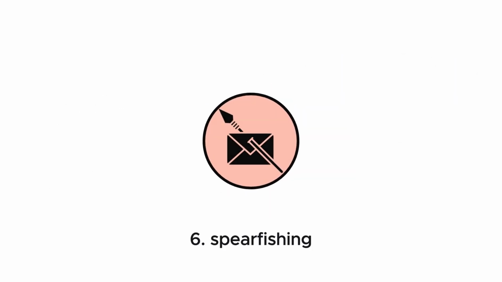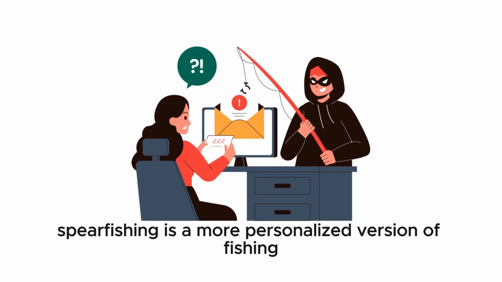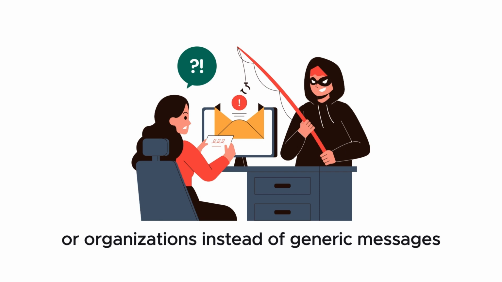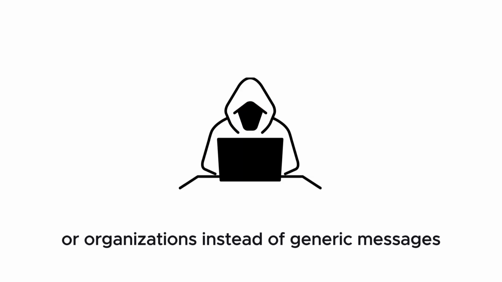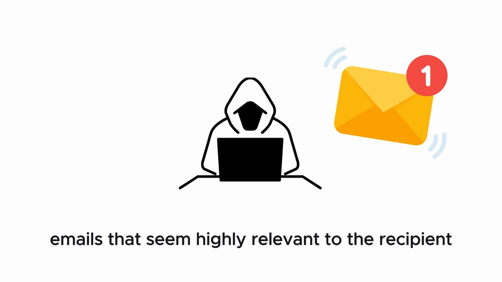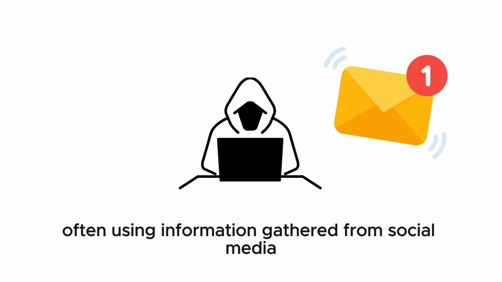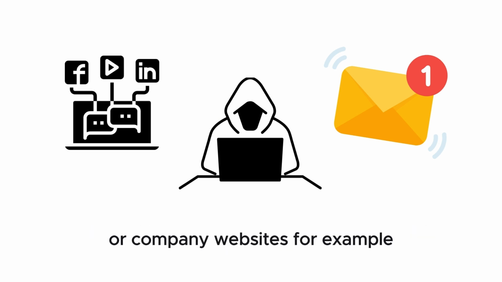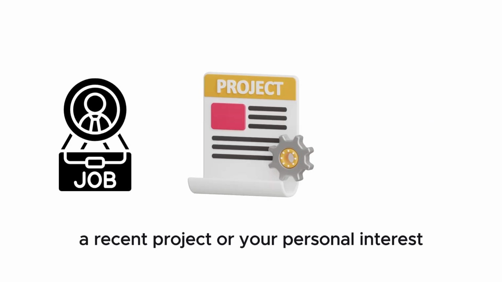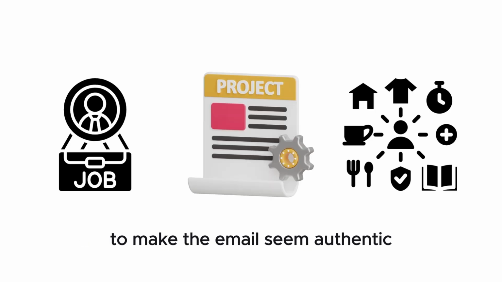6. Spear phishing. Spear phishing is a more personalized version of phishing, where attackers target specific individuals or organizations. Instead of generic messages, spear phishers craft emails that seem highly relevant to the recipient, often using information gathered from social media or company websites. For example, they might reference your job title, a recent project, or your personal interests to make the email seem authentic.